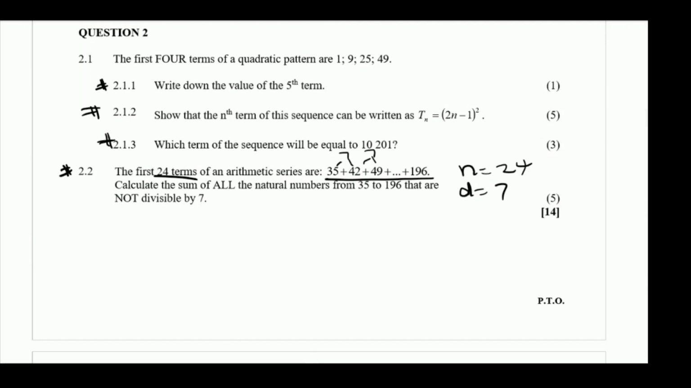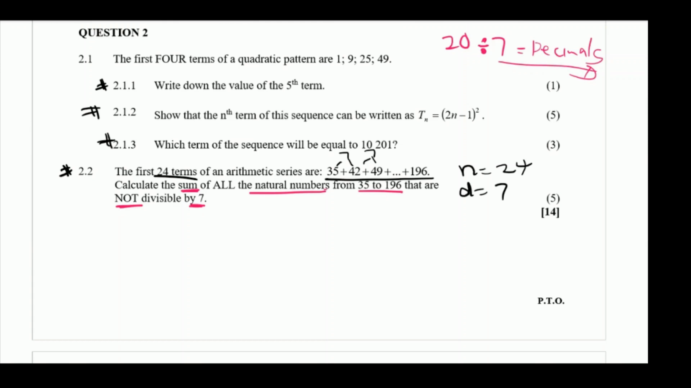So now they say that you must calculate the sum of all natural numbers. So these are key: all natural numbers from 35 to 196 that are not divisible by 7. When a question says this, it means we want numbers that are not divisible. If something is not divisible by 7, you can't divide it by 7 evenly. If I say 20 divided by 7, it will give me decimals, and you don't want that. You want a perfect number. So they're not divisible, and we want the sum of all natural numbers from 35 to 196.